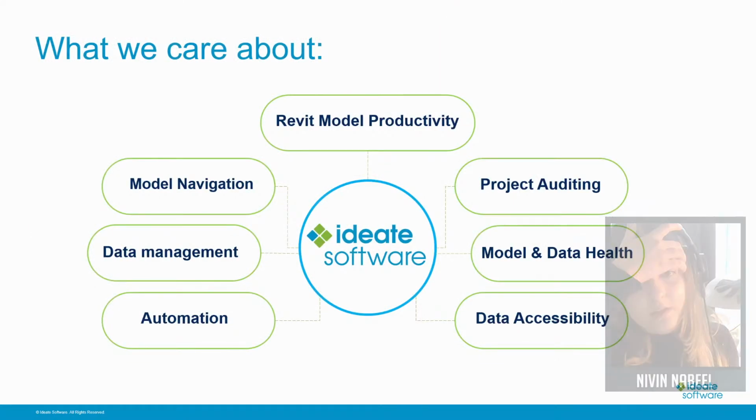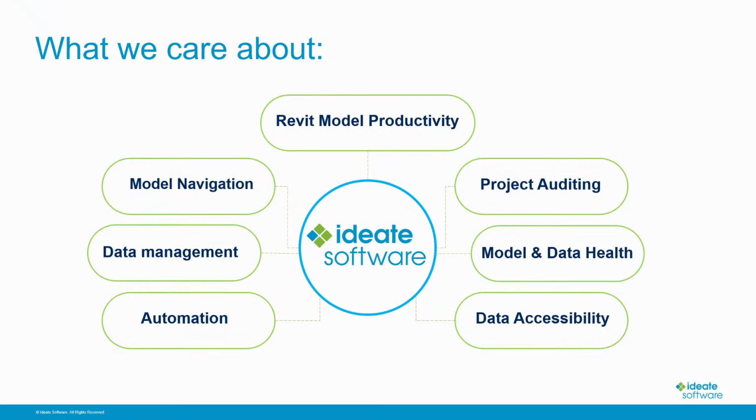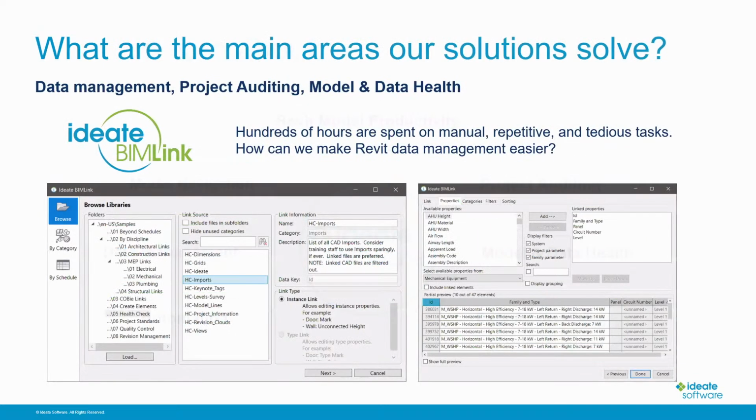So I've gone ahead and created this diagram that highlights overarching things that Ideate Software cares about. Here we have Revit model productivity, project auditing, model data and health, and data accessibility. I've included that there just to talk a little bit about making some of these parameters that are not available through the Revit API accessible to our users so that they can make powerful edits to their model, model navigation, data management, and automation, which is our latest software, automation, which I'll be covering a little bit here in the session as well.